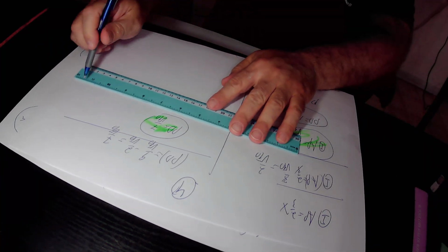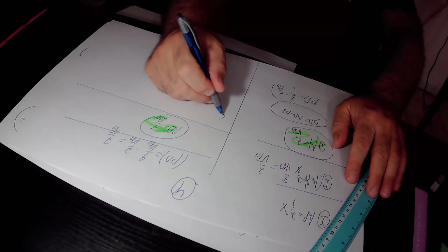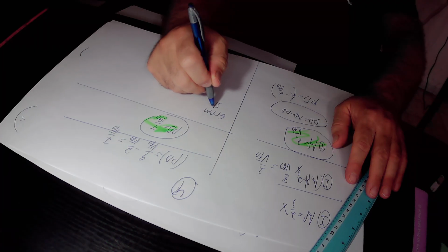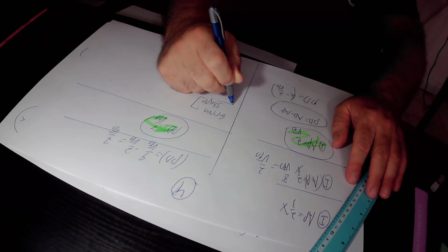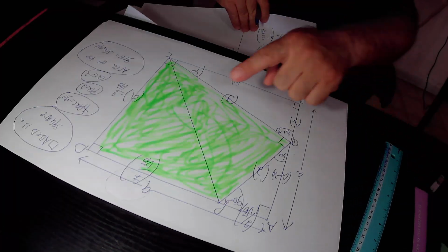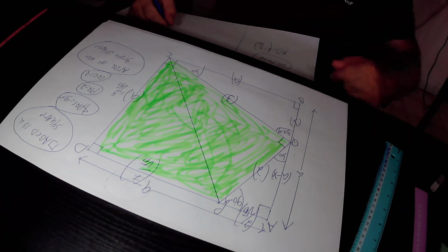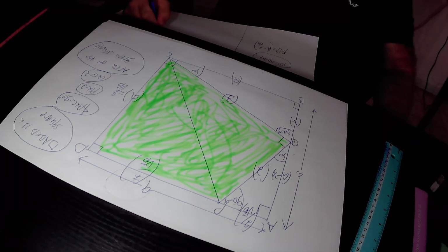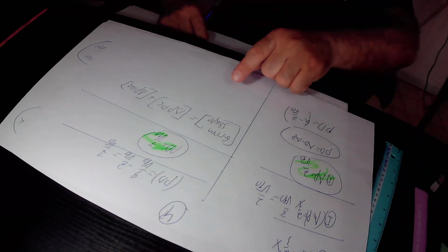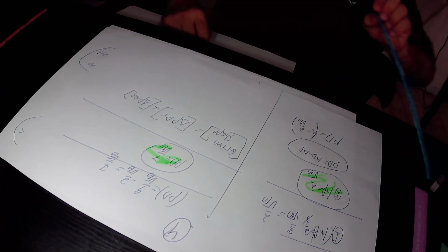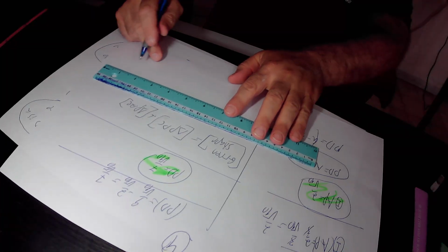The area of the green shape is equal to the area of the right triangle PDC plus the area of the right triangle PQC. And the area of the green shape equals the area of the right triangle PDC plus the area of the right triangle PQC. So what is the area of the right triangle PDC?